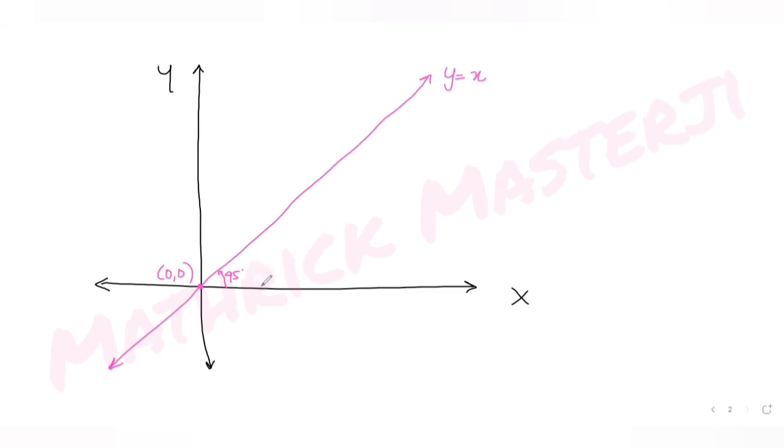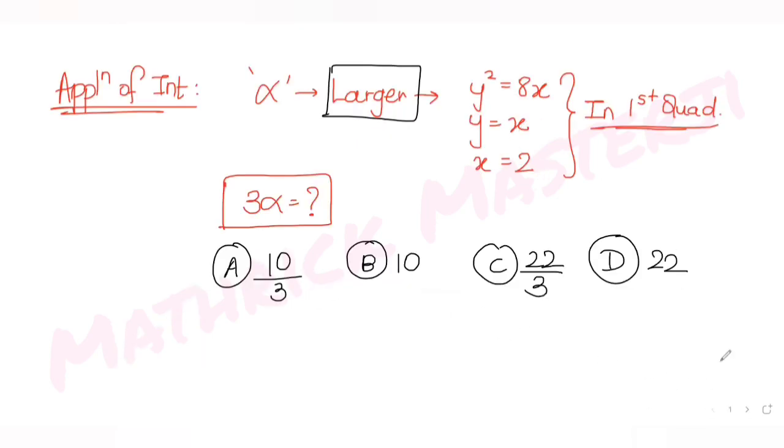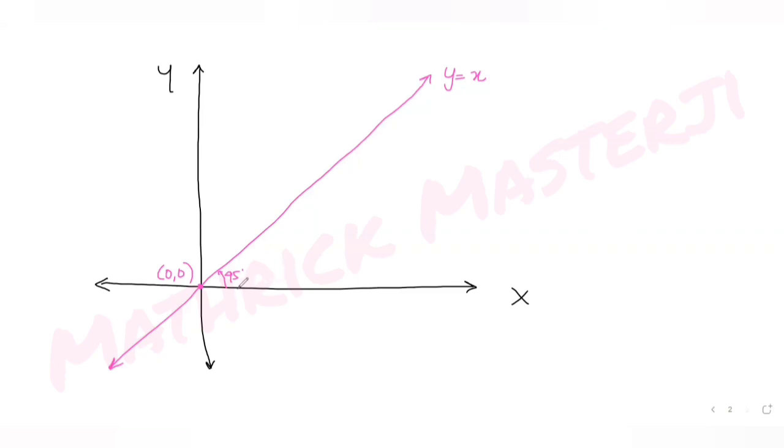Now the other line equation given to us is x equals 2. Let's plot that also. Let's say x equals 1 is here and 2 is here. x equals 2 is again a straight line parallel to the y-axis. So we get this line, and this becomes your line x equals 2, a straight line.